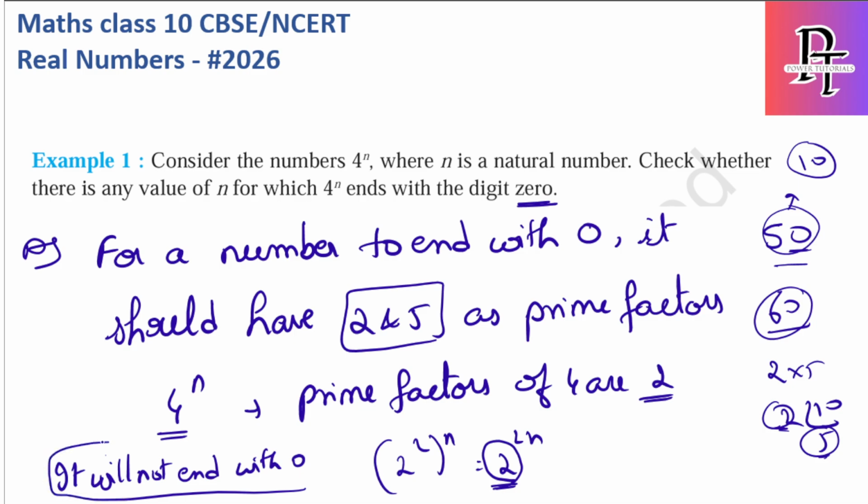So what I told you, if you want any number to end with 0, it should have 2 and 5 as the prime factors. For example, I will take another number and explain to you.